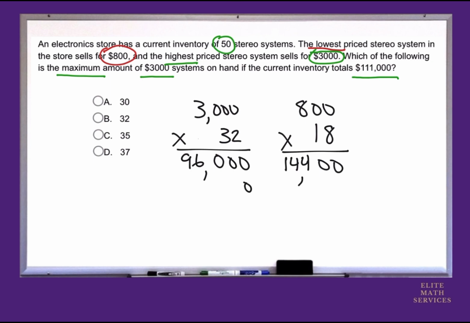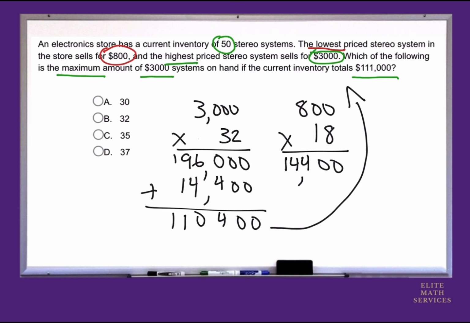Then once again, we add these two answers together to see how close we can get to 111,000. We don't want to go over that. So these two answers give us a total of 110,400. So that's the closest we can get. And so we don't want to go any further. So our final answer is B.